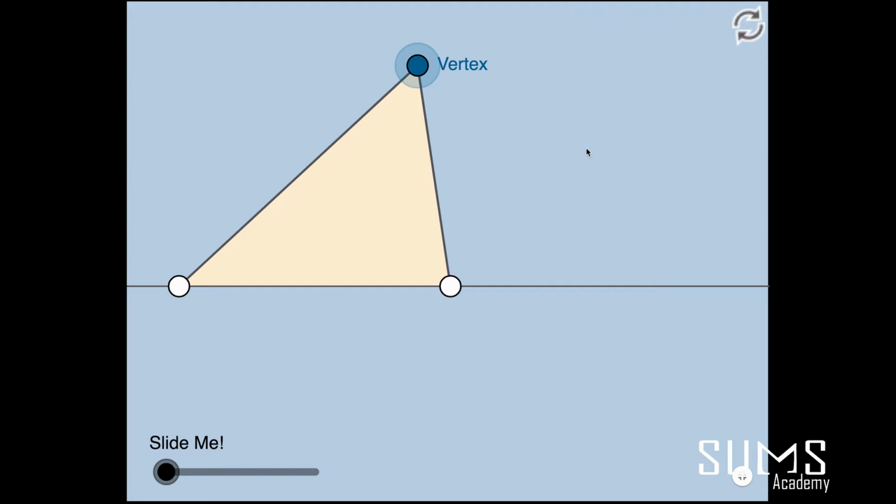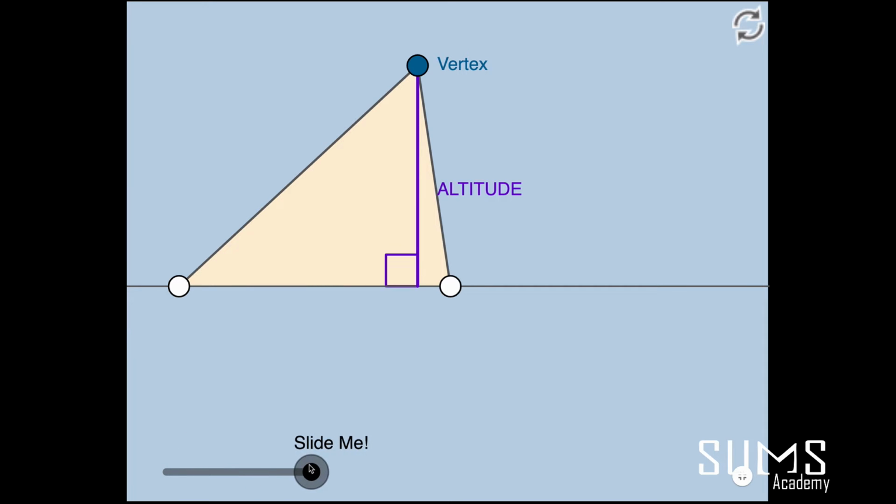So we're going to be looking at the altitude of a triangle. The altitude of a triangle is just a line from the vertex that is perpendicular to the opposite side. So what does this mean? When you draw a line down from the vertex and it meets the other side, it's going to make a right angle.